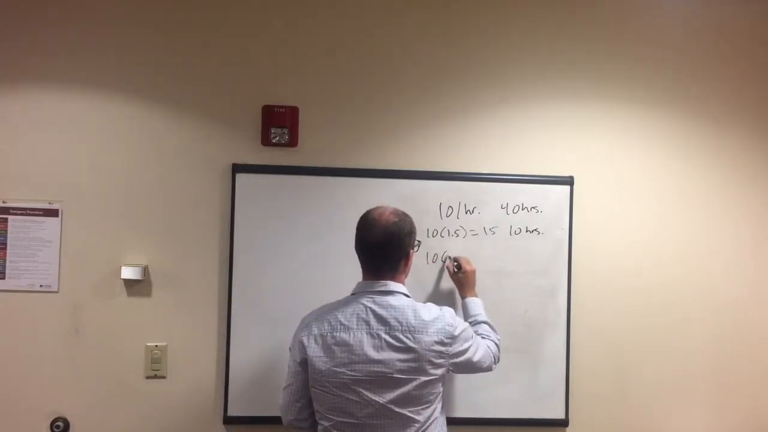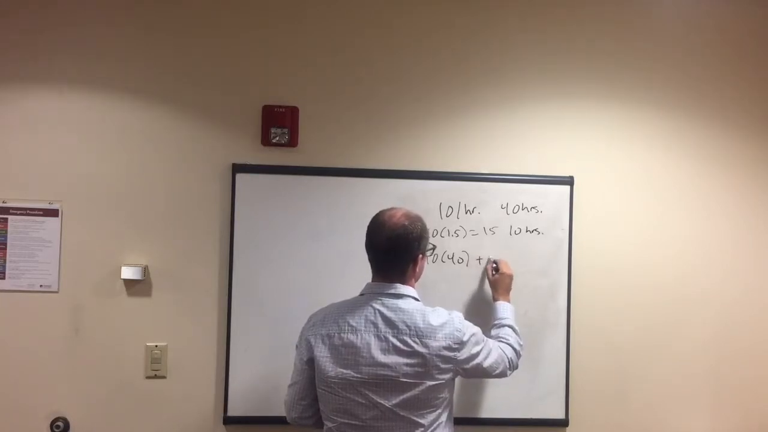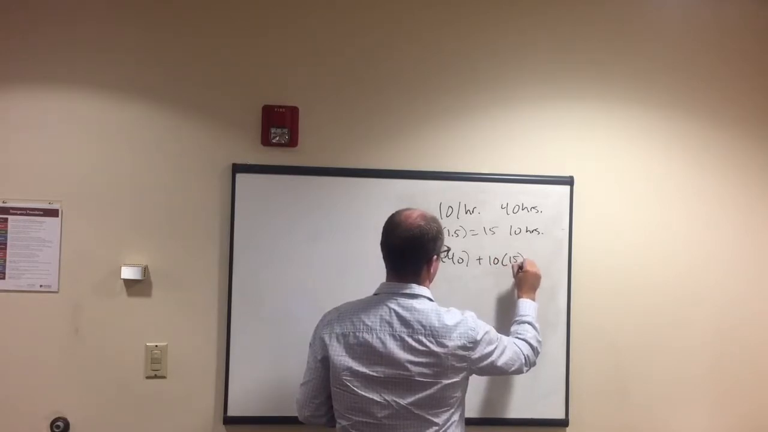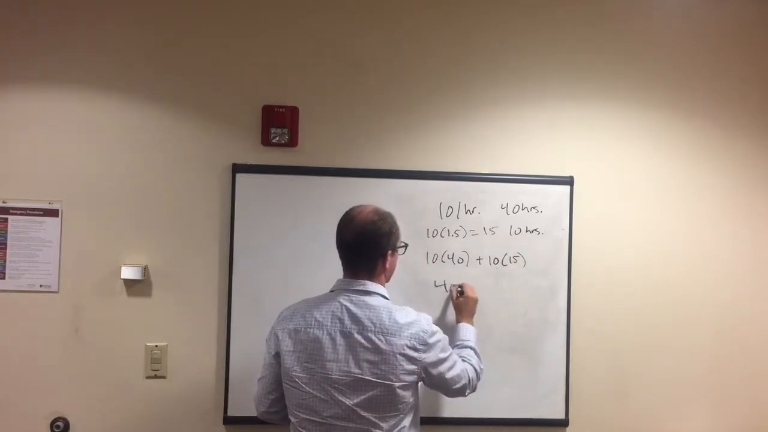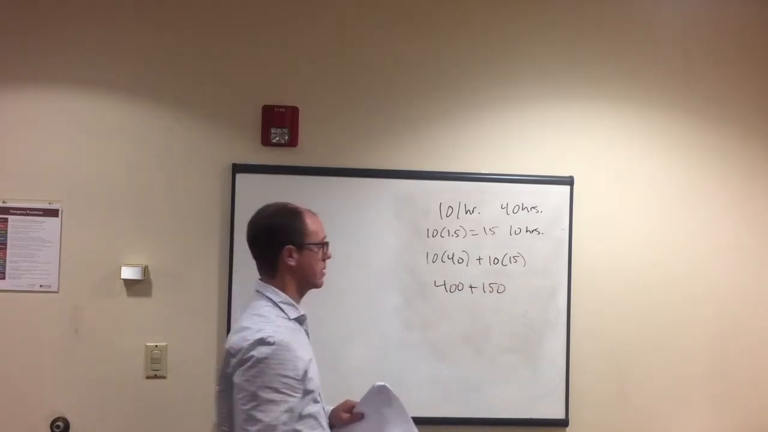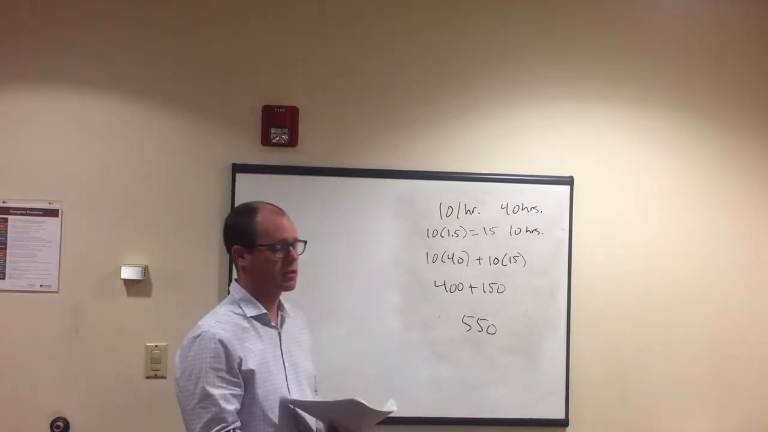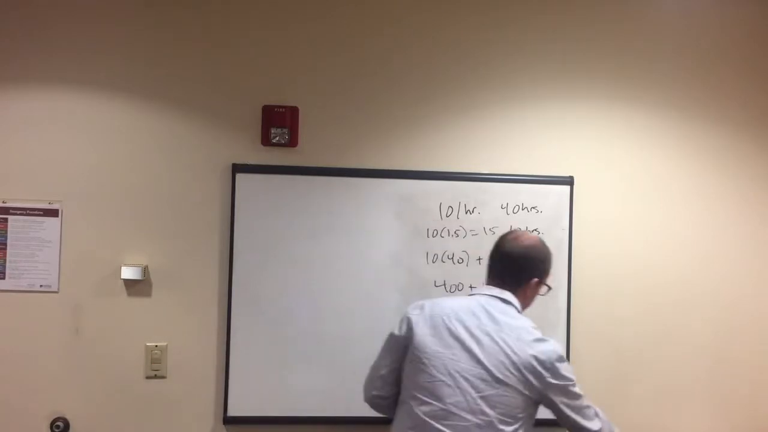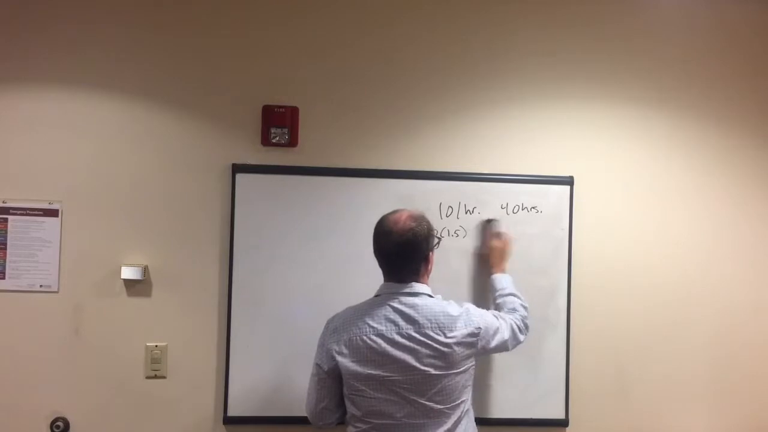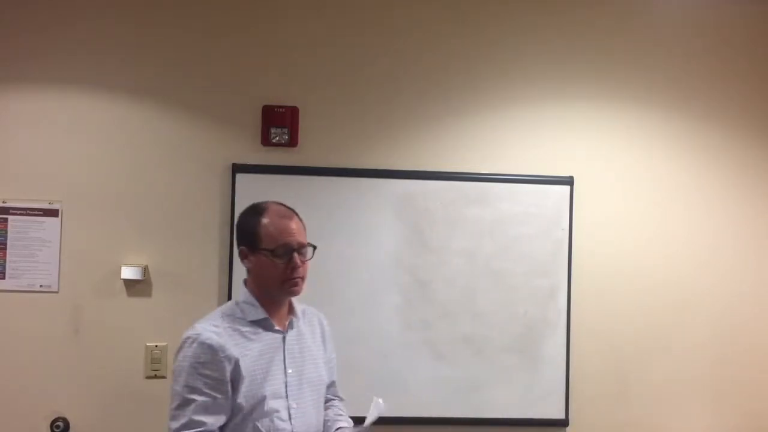So we just multiply those up. 10 times 40 plus the 10 hours times 15, and that equals 400 plus 150, right? For a total of 550. So that's the first one. Time and a half. Multiply your pay rate times 1.5.